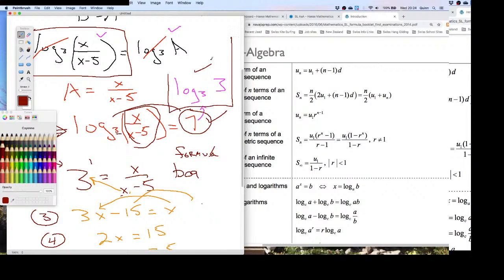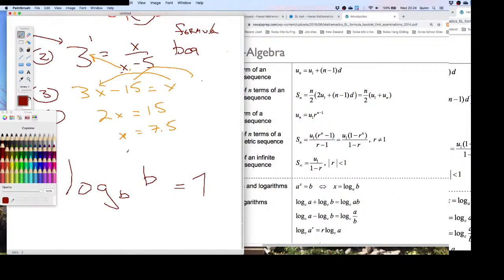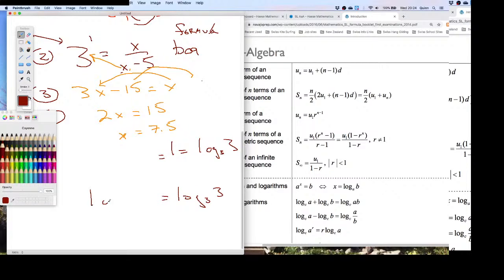But you could have used this method too. If you wanted to, you could have changed the 1 into log 3 of 3. And if you don't understand, you could have done this. So 1 is the same thing as log 3 of 3. So if that's the case, log 3 of 3 is equal to log 3x over x minus 5. And now that you have the same logs, that goes away, and you have x over x minus 5, which is equal to 3. And now we're doing this here again.